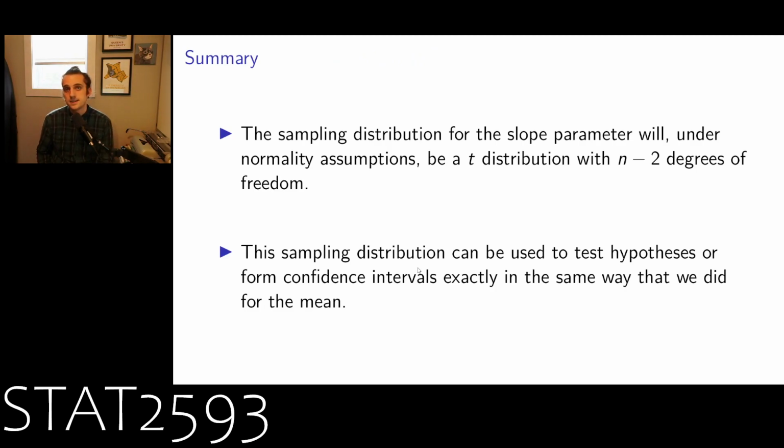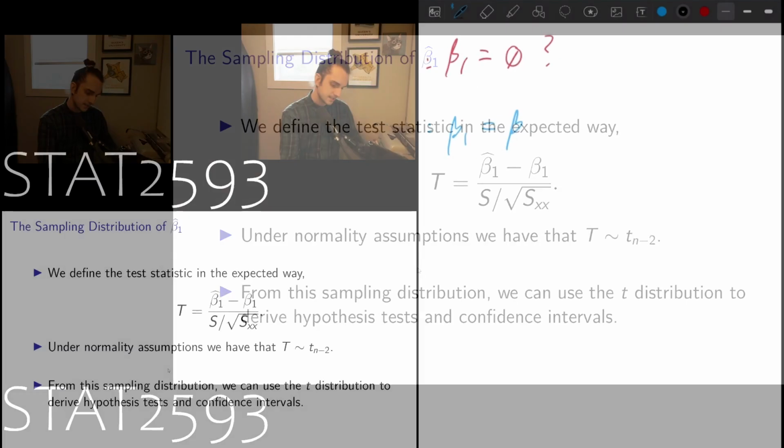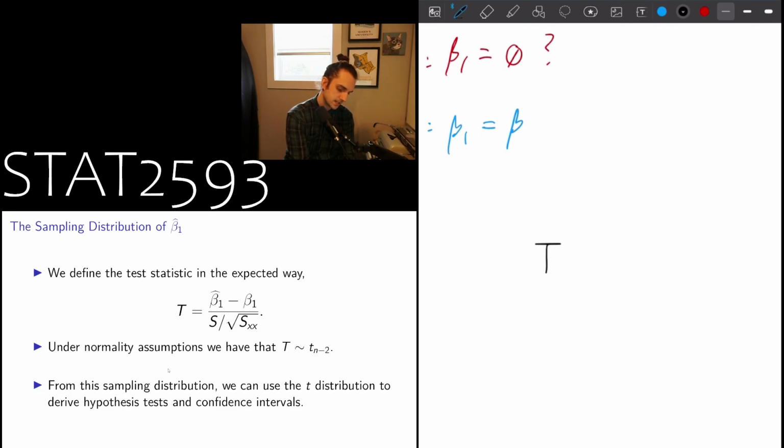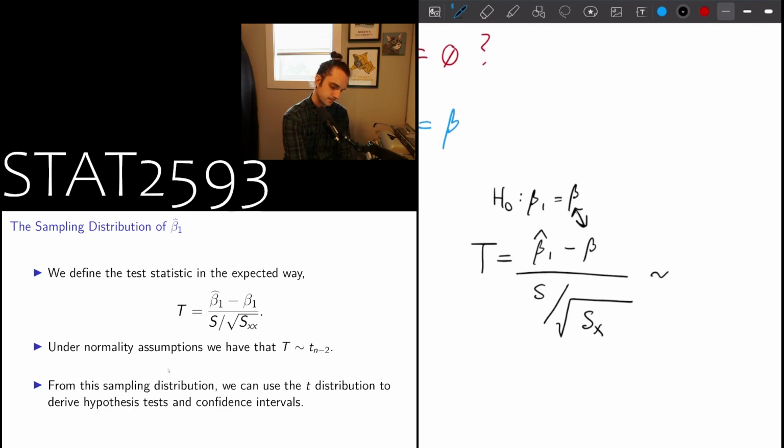So we can form confidence intervals or we can form hypothesis tests using this sampling distribution here. And that's basically as simple as it is, right? So we think about our t-statistic. This t-statistic looks no different than what we would have in any other t-statistic. And the idea is that if we have the null hypothesis that beta 1 equals some value beta, then under the null distribution, we'll have beta 1 minus beta, right? And these two are going to correspond to each other. And we'll divide this by s over the square root of Sx, right? And this is going to follow a t n minus 2.